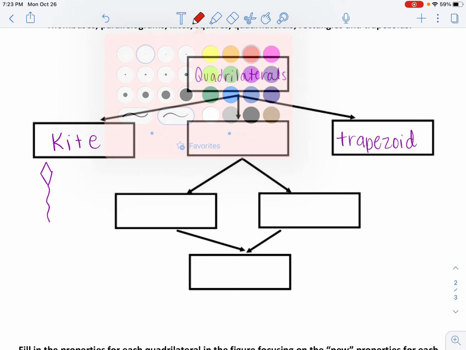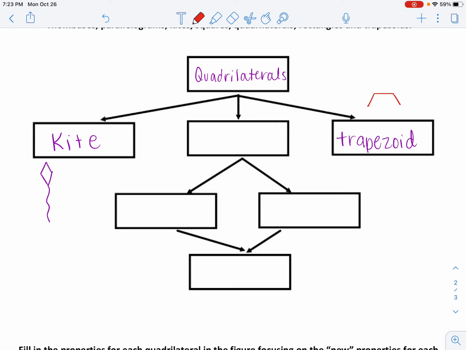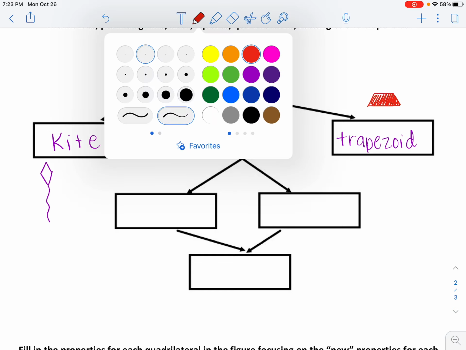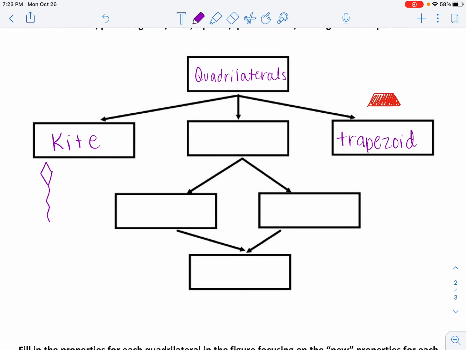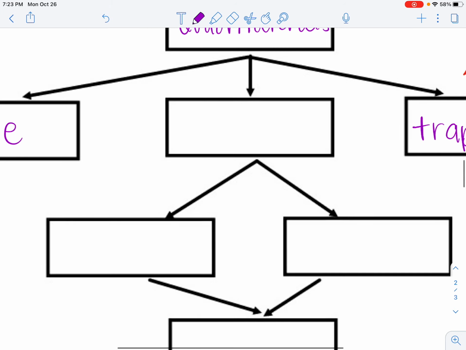Now, if you're not familiar with a trapezoid, maybe this will jog your memory. You might be familiar with a red trapezoid block. It looked something like this. So that is one specific type of trapezoid, a regular trapezoid. There are other variations of that as well. But our main focus is really going to be the branch of quadrilaterals that begins with the parallelogram.